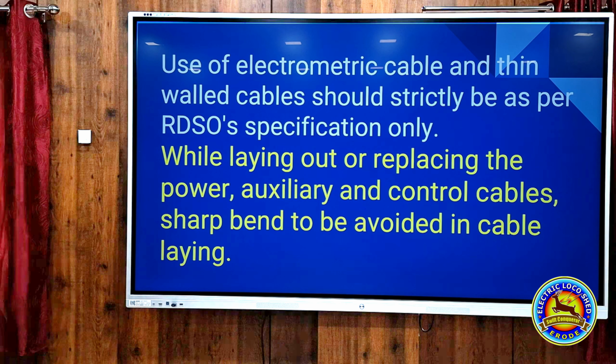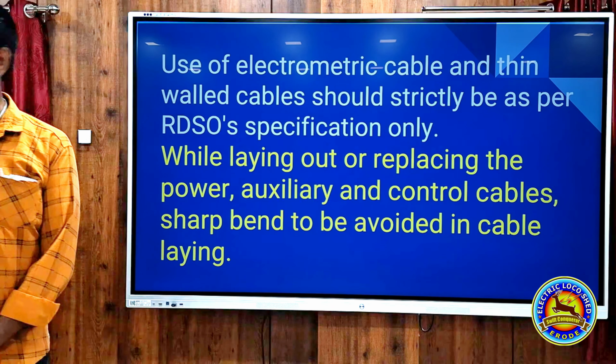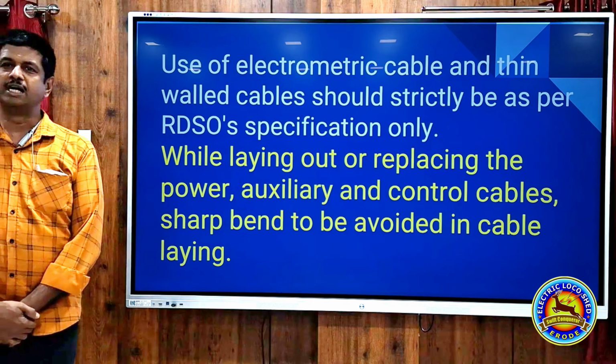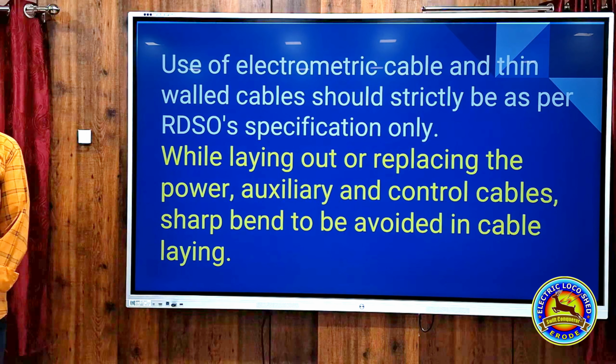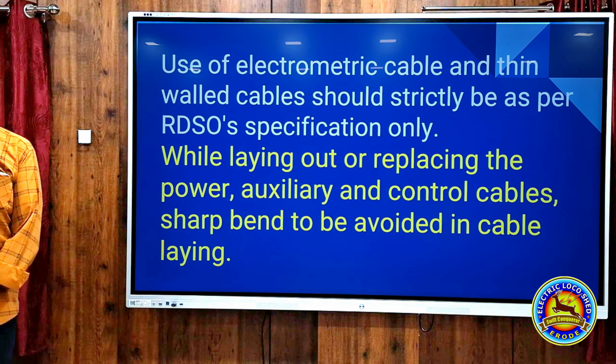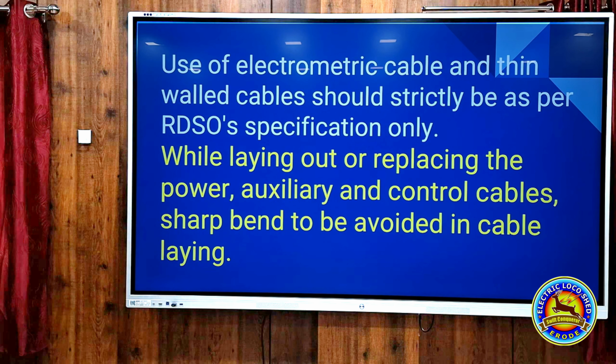While laying or replacing the power, auxiliary and control cables, sharp bends are to be avoided in cable laying. There should not be any sharp bend in the cable because in a sharp bend there are high chances of insulation breakage and thermal overloading also.